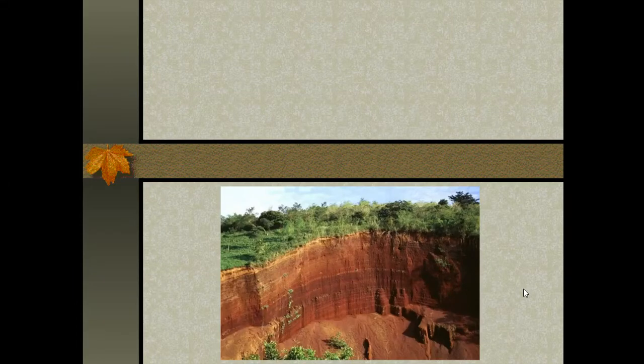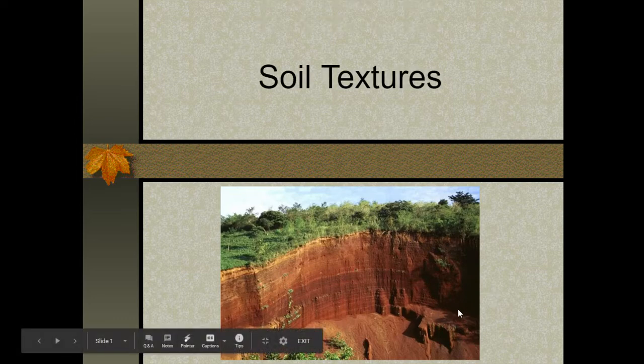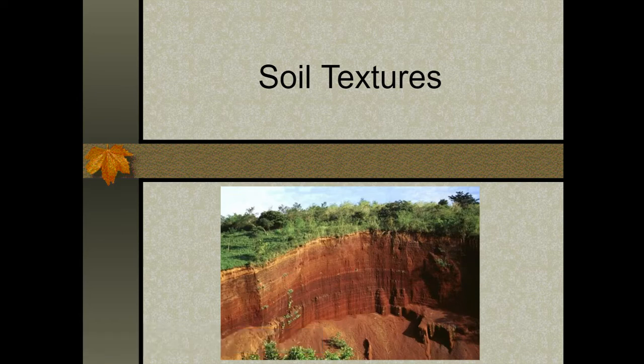Hey class, so our next lesson on soils is going to continue where our last left off, which is talking about soil textures. So in our last, we looked at the three primary types of particulates: sand, silt, and clay, that make up the different textures or the different feels of the different kinds of soils.